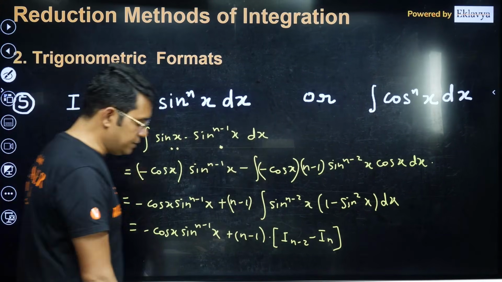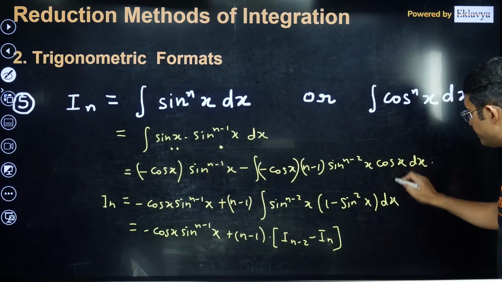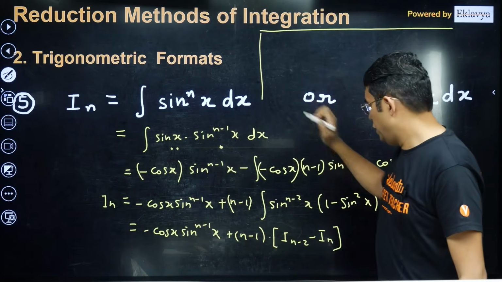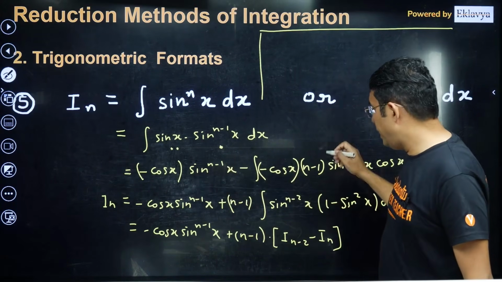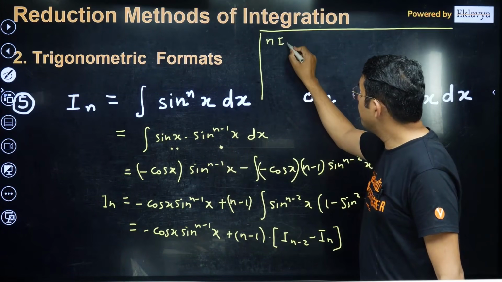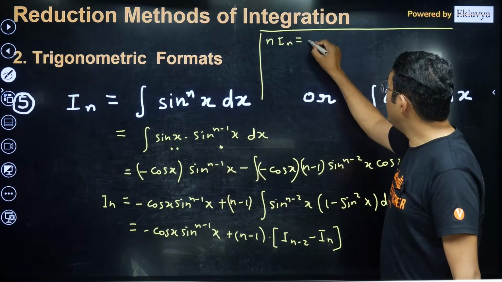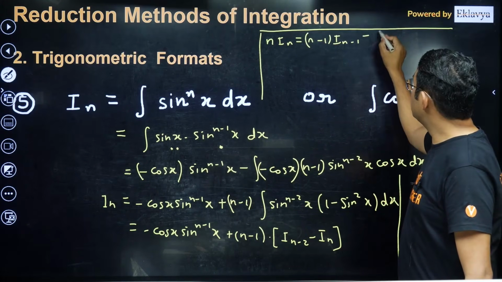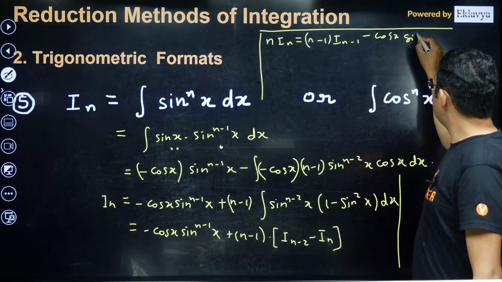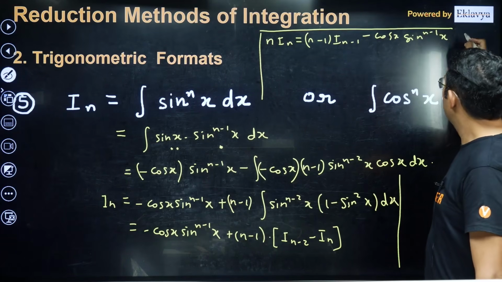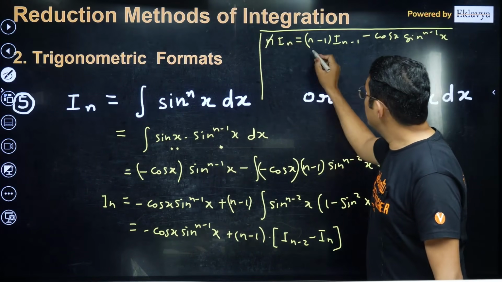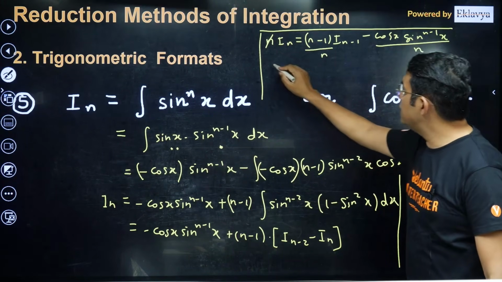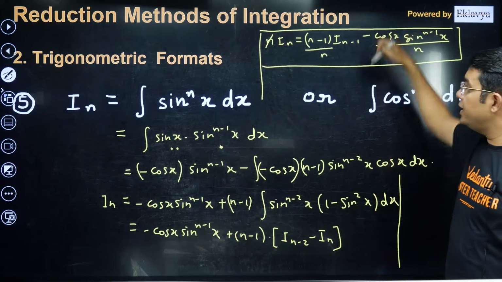Now if I take this In on the other side, let me do it completely. I will write it here on the top. If I take In on that side, I will get n times In, and that will be equal to n minus 1 into I n minus 1, minus cos x sine raised to the power n minus 1 x, and you can add some constant c also. Let me remove this n from here. We will get this whole divided by n also. So this is the relation for In in terms of I n minus 1.